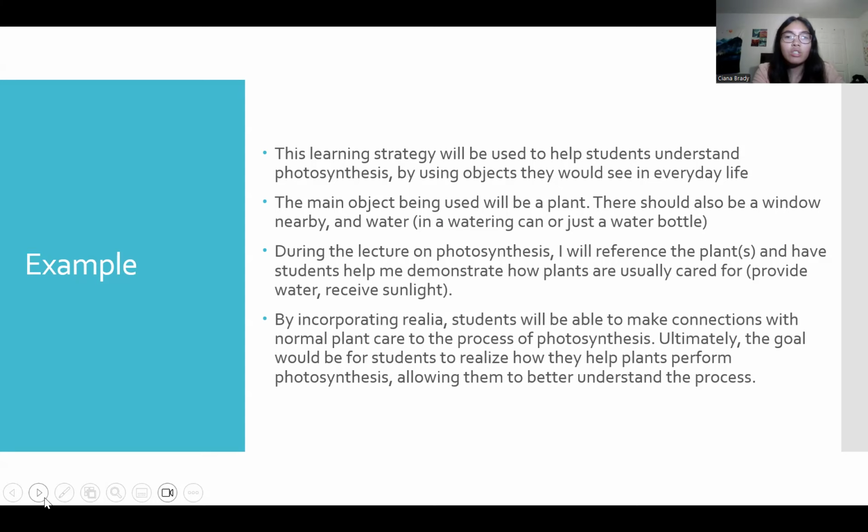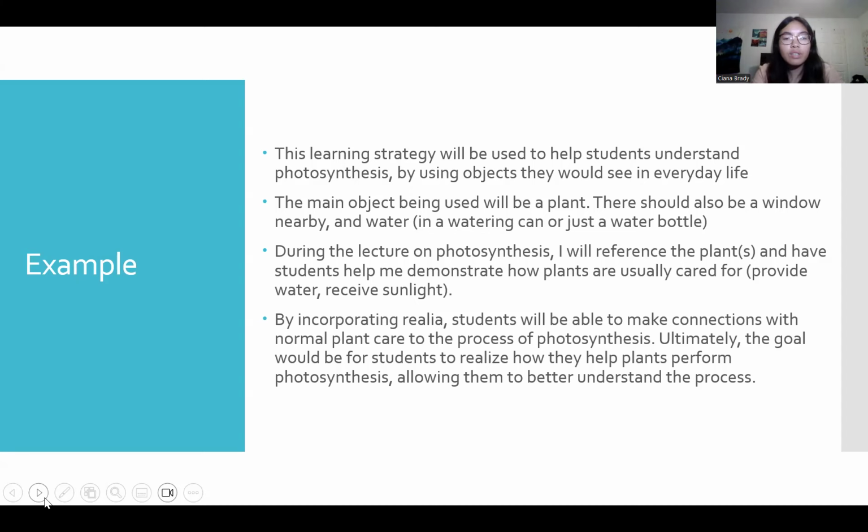If possible, each table of students would get a plant at their table. But in this case right now, I'm just going to hold up a plant to do the demonstration. During the lecture on photosynthesis, I will reference the plant and have students help me demonstrate how plants are usually cared for, like giving it water and then putting it in windows to receive sunlight. I will demonstrate this lesson later in the video, but just for an example, this is the plant that I have, and I do have it labeled with a couple of vocabulary words that would be relevant to the topic.